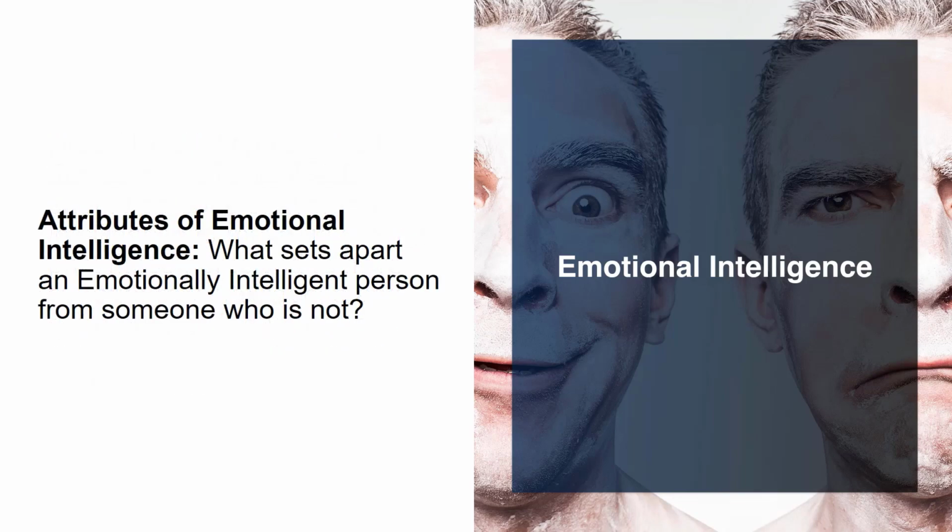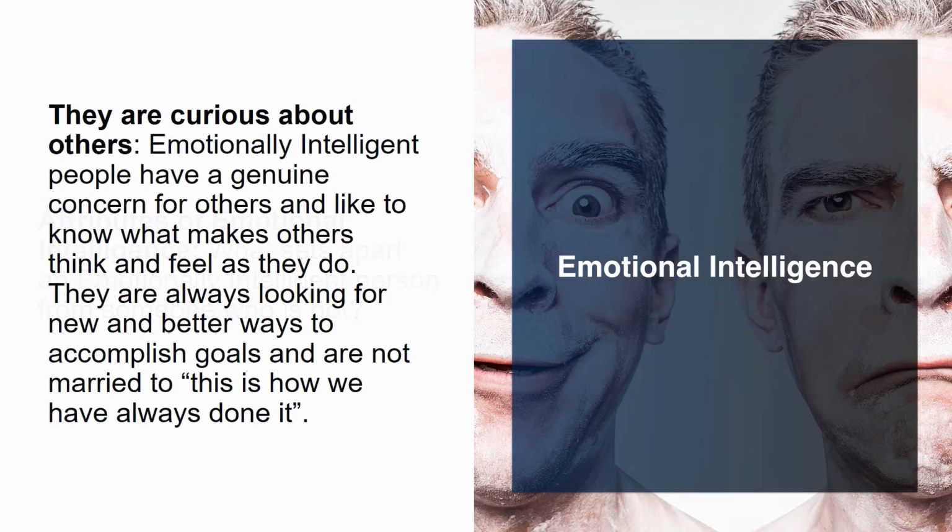Attributes of emotional intelligence. What sets apart an emotionally intelligent person from someone who is not? They are curious about others. Emotionally intelligent people have a genuine concern for others and like to know what makes others think and feel as they do. They are always looking for new and better ways to accomplish goals and are not married to "this is how we have always done it."